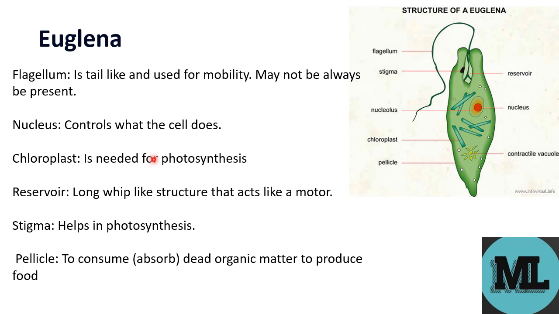So the pellicle is an animal feature, like an animal cell, and chloroplast is a plant feature. So this is how it contains both plant and animal features.